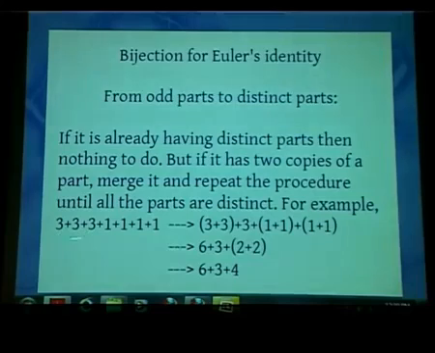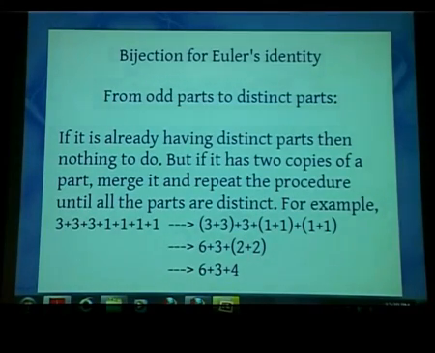For example, like this, I am merging the identical parts, and again here I am merging the identical parts, which results in again two identical parts. Again I am doing this. So in this way I start from odd parts and get distinct parts.